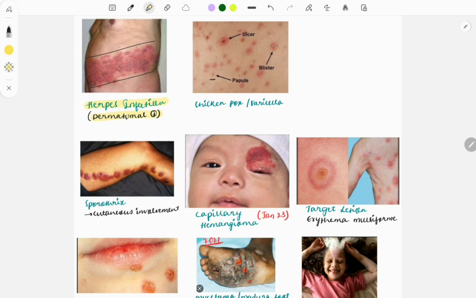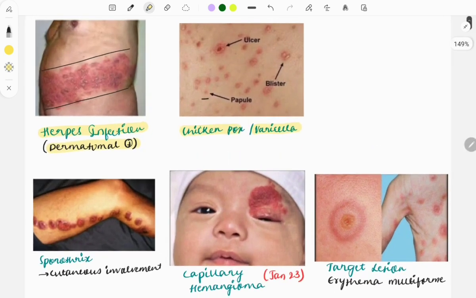So it is a piece of cake. If a clinical case is also described, then with the help of this dermatomal involvement you will be easily able to solve it. Moving on to the next image. The next image is that of chickenpox or varicella zoster. In this image you can see the morphology of the blisters. The morphology of the rash is varying. You can see the ulcer also, then the papules, and blisters also. Such a presentation is seen with chickenpox.